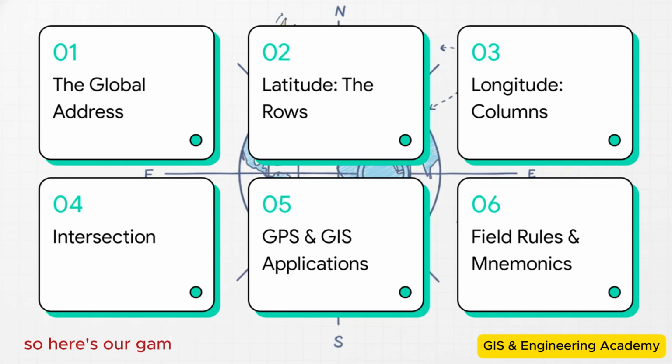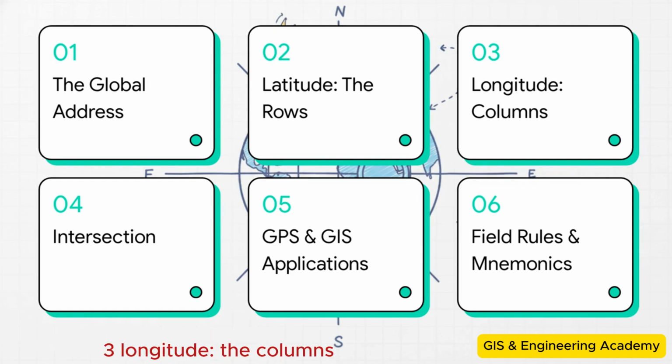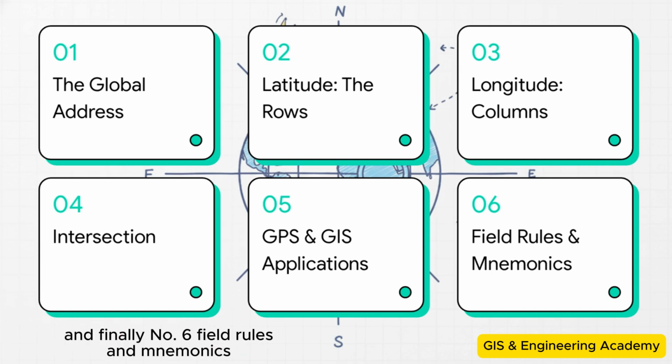So here's our game plan for today. 1. The global address. 2. Latitude, the rows. 3. Longitude, the columns. 4. The intersection. 5. GPS and GIS applications. And finally, number 6, field rules and mnemonics.